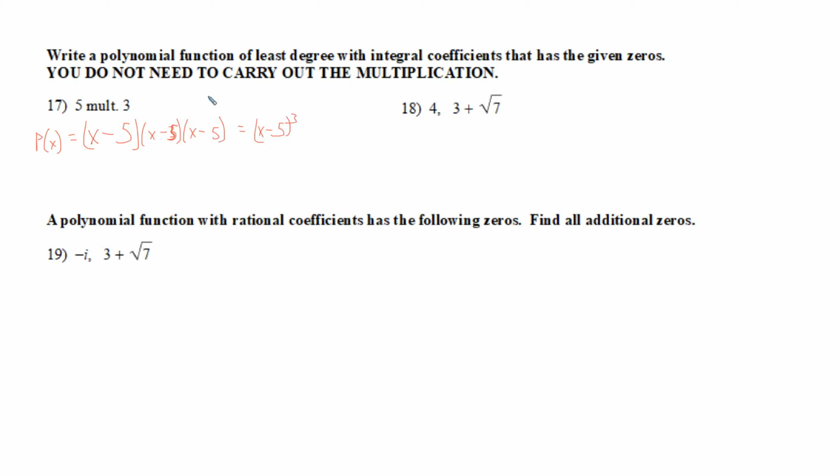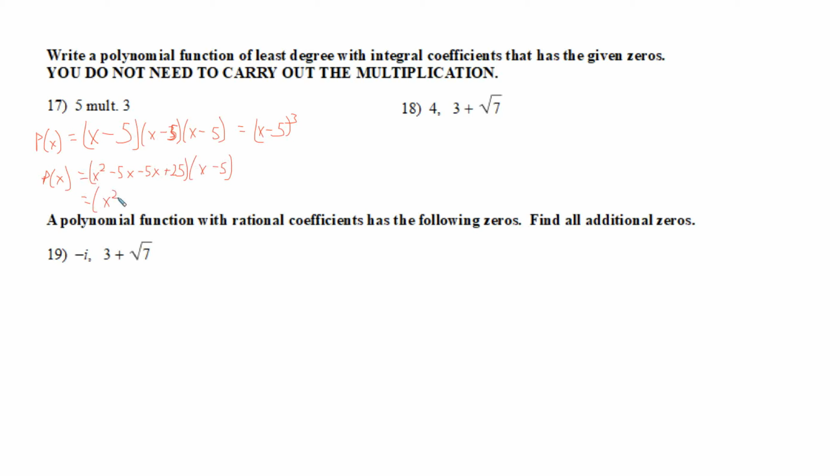Now this says you do not have to carry out the multiplication. You could if you wanted to. I'll just show you one of them just so you remember this. We don't multiply this times the second one and the third one. We multiply the first and second. So x squared minus 5x minus another 5x plus 25, FOILed again. And we would multiply that by x minus 5.